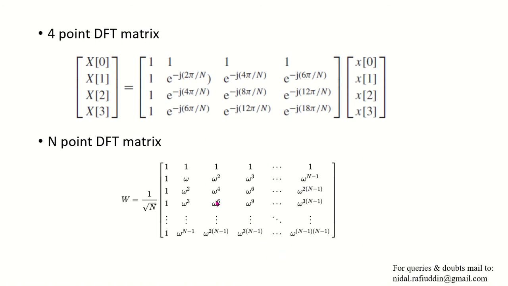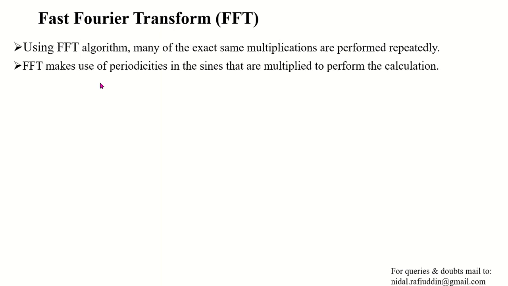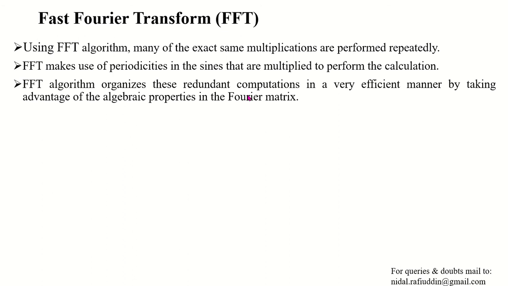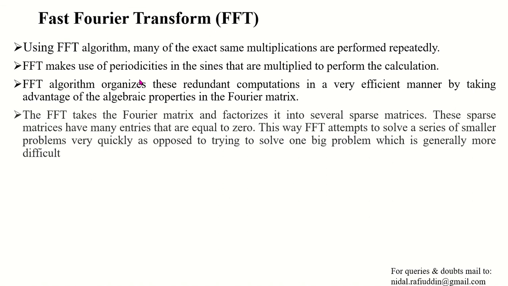And what FFT is going to do is reduce the representation of the factors within these matrices. So using the FFT algorithm, many of the exact same multiplications are performed repeatedly. FFT makes use of the periodicities in the signs that are multiplied to perform the calculation. The FFT algorithm organizes these redundant computations in a very efficient manner by taking advantage of the algebraic properties in the Fourier matrix. The Fourier matrix is the same thing that we have in the previous slide. The FFT takes the Fourier matrix and factorizes it into several sparse matrices.